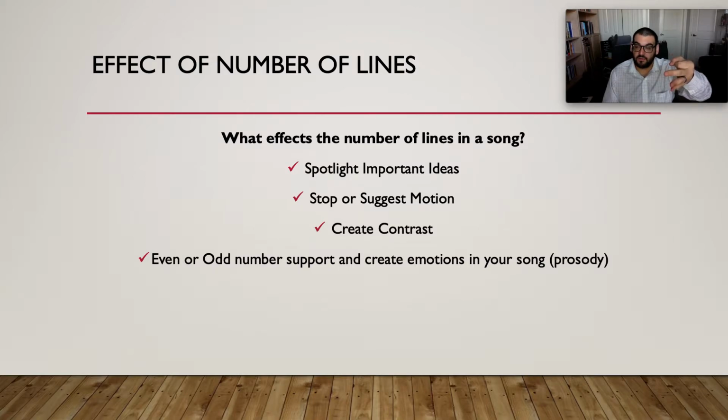Interesting stuff. Then you have this 2-line bridge that brings it all back, then maybe a chorus, a 4-line chorus. And the last thing to remember in terms of the effect that the number of lines has in your song is that an even or an odd number can support or create emotions in your song. And essentially we call this prosody, right? Bringing things together to solidify and highlight and drive your main idea in the song.